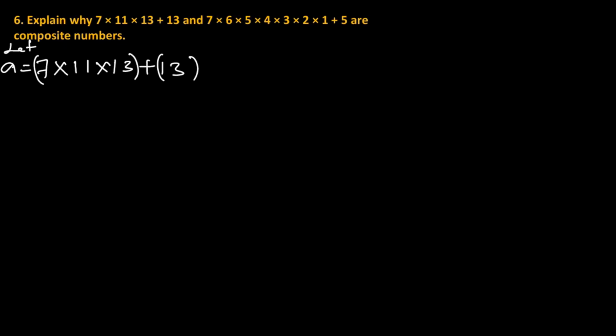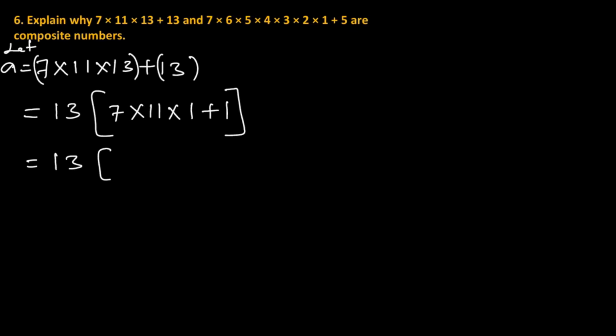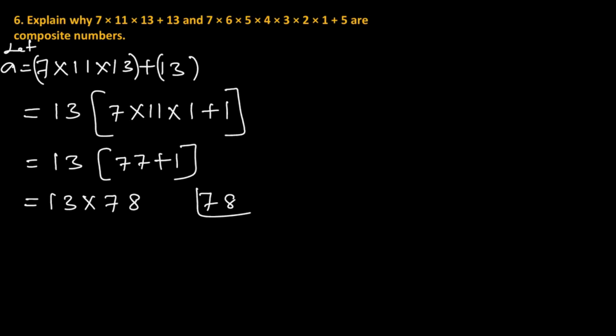I hope you all know the BODMAS rule. In these two, there is a common number, which is 13. 7 into 11 into 1, in the place of 13 you write the 1, because you are taking the 13 out. Next, 13 into (77 plus 1), which is equal to 13 into 78. If you consider the 78, it is a composite number.